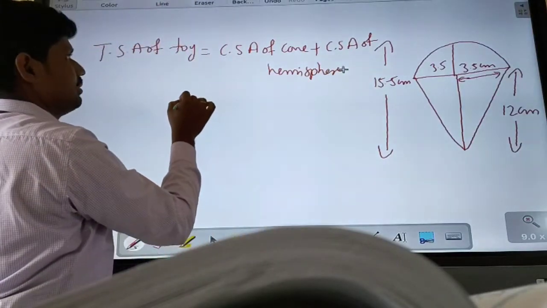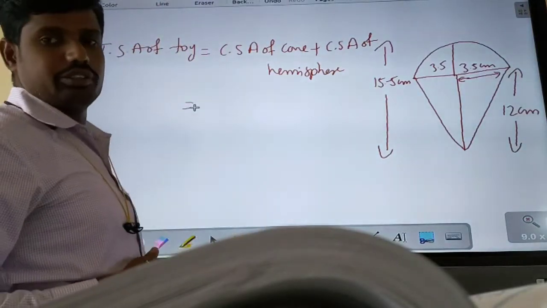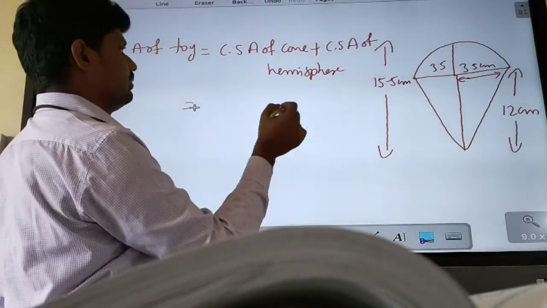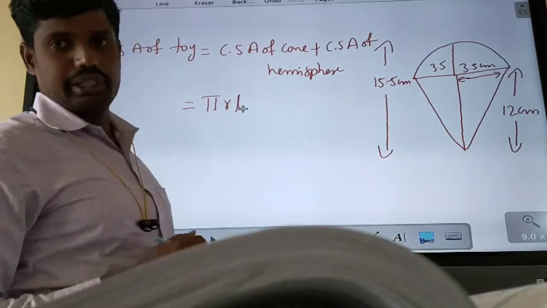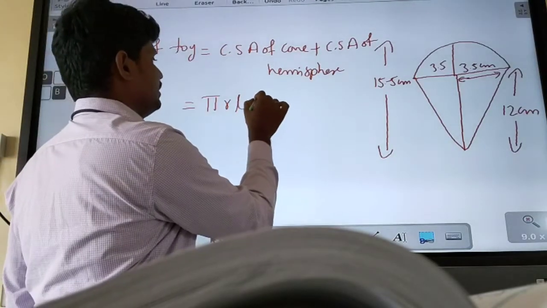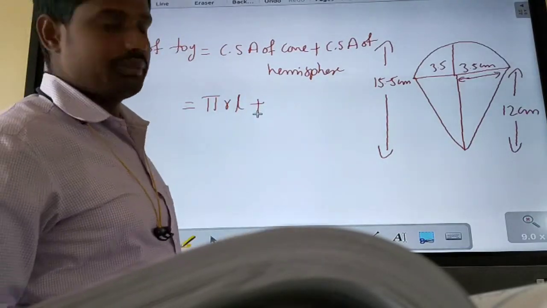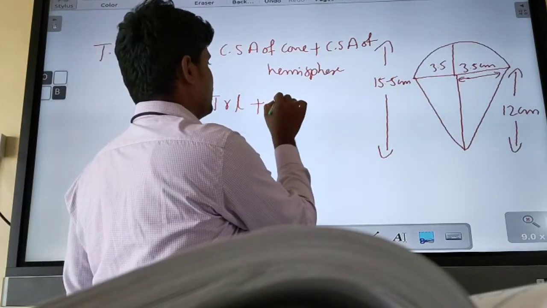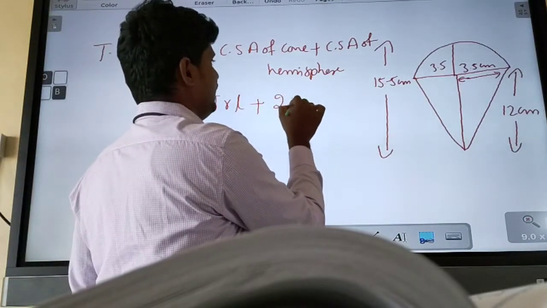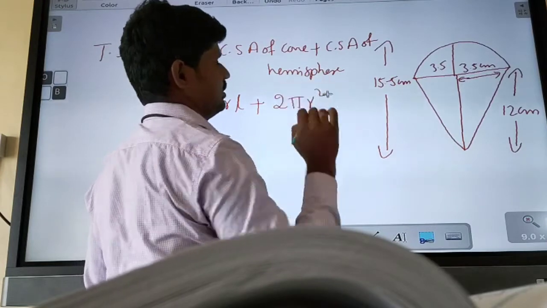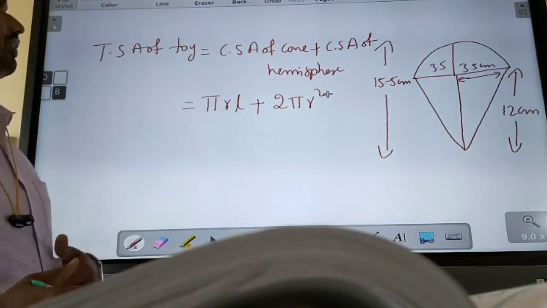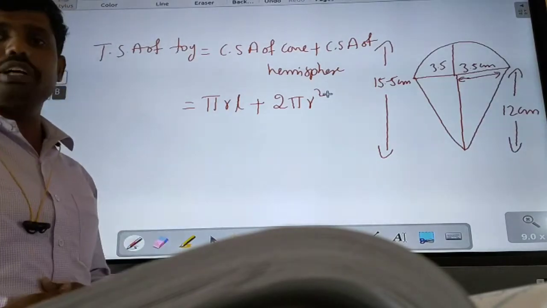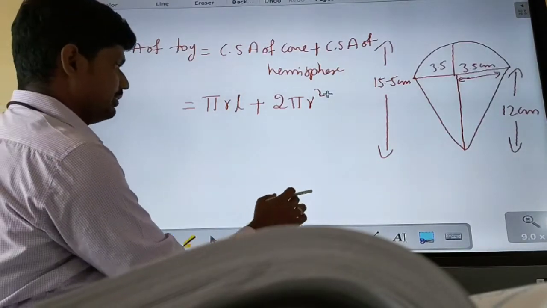See, children, curved surface area of cone. What is the formula to find the curved surface area of a cone? Pi into r into L, pi r L. Plus, what is the formula to find the curved surface area of a hemisphere? 2 pi r square. Now, you should find the value of L. How to find the value of L, children?